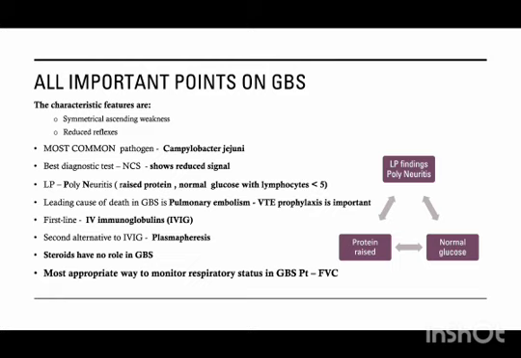This is the most commonly asked question in the GBS topic. And the leading cause of death is pulmonary embolism. So VTE prophylaxis is important. And the first line management is IV immunoglobulin. Second line is plasmapheresis. Steroids, no role. Most appropriate to monitor respiratory status in a GBS patient? Yep, it is forced vital capacity.